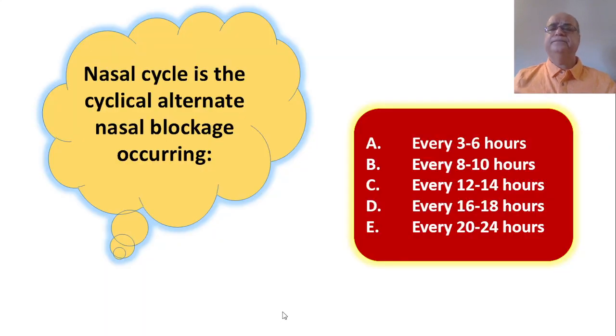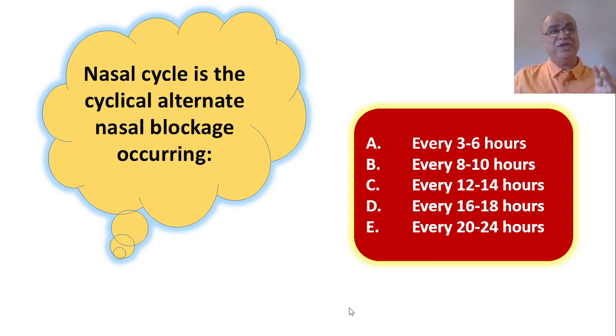Nasal cycle. The alternate opening and closing of each side of the nose is called the nasal cycle, and this is physiological. This is due to the alternate congestion and decongestion, so that one nasal cavity is working more at a time as compared to the other nasal cavity. Kessler was the first one who described this nasal cycle, in 1895.